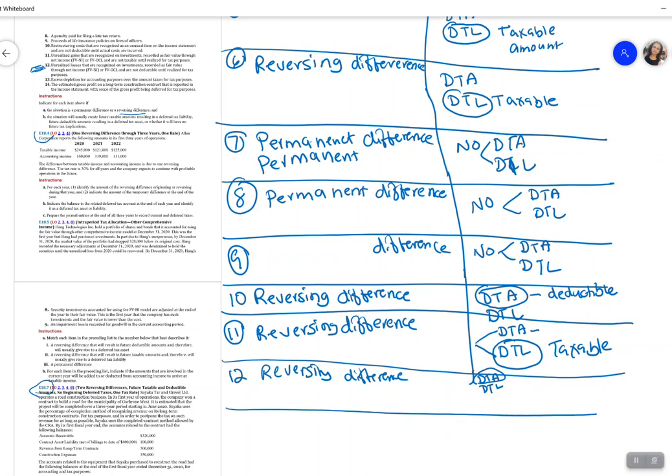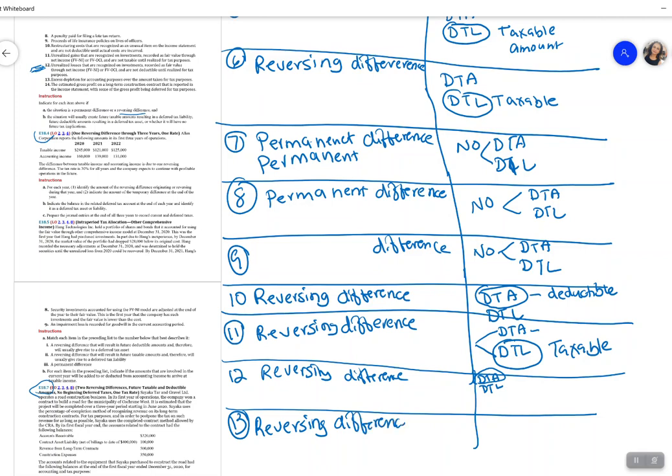Number 13, let's do number 13. 13 is saying excess depletion for accounting purposes over the tax purpose. In other words, CCA and depreciation. If it's CCA and depreciation, we know it's a reversing difference. So 13 is a reversing difference.